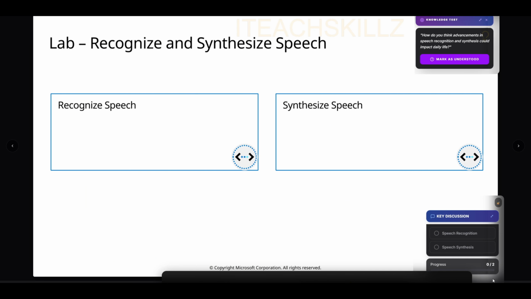Let's explore the fascinating world of speech technology, starting with how computers recognize our spoken words. Think of it like teaching a robot to understand human language by recognizing patterns in sound waves. Now let's shift gears to synthesis. This is where computers turn digital text into natural-sounding speech. Imagine a virtual assistant that can speak as smoothly and clearly as a person.